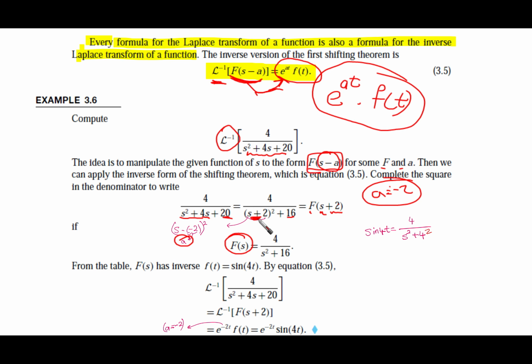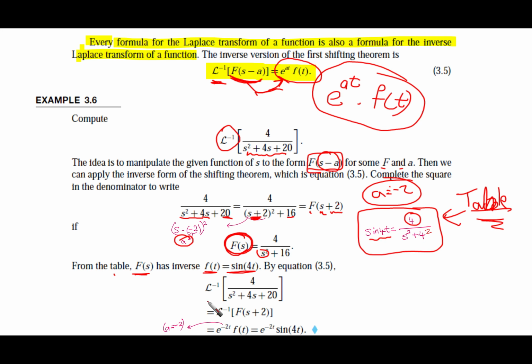So s plus 2 is going to be changed to s only, because we are obtaining the Laplace transform of the function before the shifting. From the table, F of s has the inverse f of t equal to sine 4t, right? 4 over s squared plus 16, which is 4 over s squared plus 4 squared, gives sine 4t. This is from the table, you can obtain it.